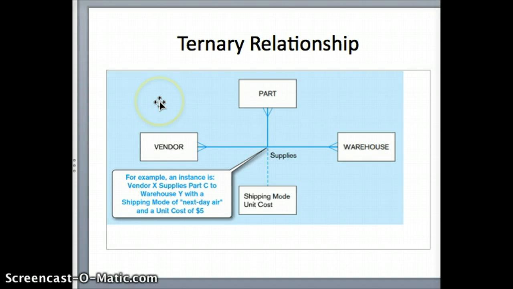In this ternary relationship, there are three entity types: vendor, part, and warehouse. There are two attributes on the relationship "supplies": shipping mode and unit cost. For example, vendors can supply various parts to a warehouse. Another example, supplies might record the fact that vendor X can ship part C to warehouse Y, that the shipping mode is next day air, and that the cost is $5 per unit.